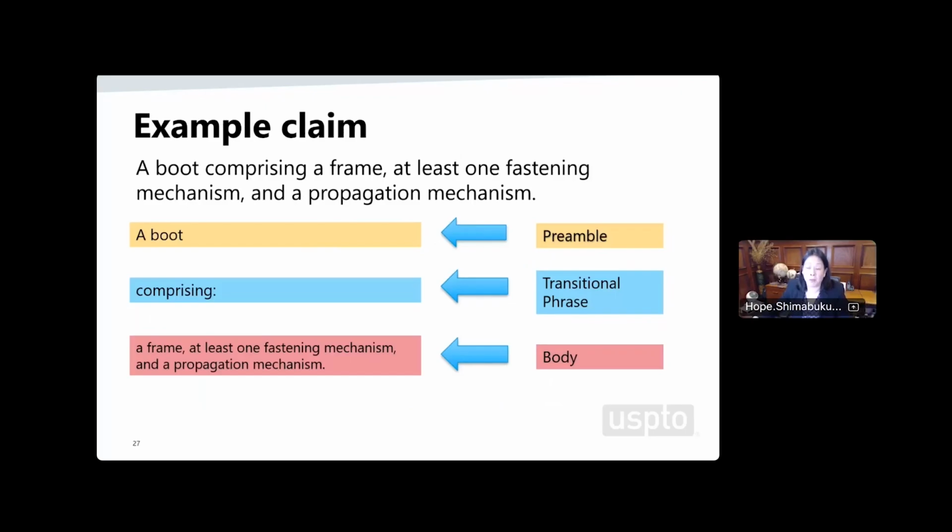So an example claim for this inline skate could be a boot comprising a frame, at least one fastening mechanism, and a propagating mechanism. So we can see that the preamble is a boot, and then the transitional phrase is comprising. So we have an open-ended transitional phrase, meaning the claim can add more structure to the boot later. And comprising is followed by the body of the claim, which includes a frame, at least one fastening mechanism, and a propagation.